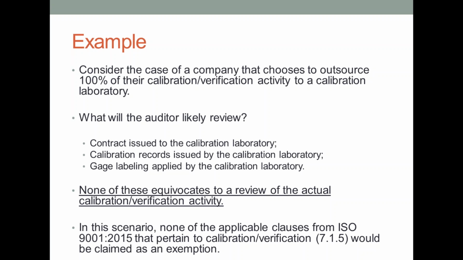Now, none of that equivocates to reviewing the actual calibration activity. We're not going to the lab and saying, okay, show me how you calibrated this company's gauges. No, we're verifying that controls were applied on the front end and on the back end as well. Now, in that scenario, none of the applicable clauses from ISO 9001 that pertain to calibration or verification would be exempted. All of 7.1.5 would be considered applicable in this scenario, even though a significant part of it is being done by an outside company.